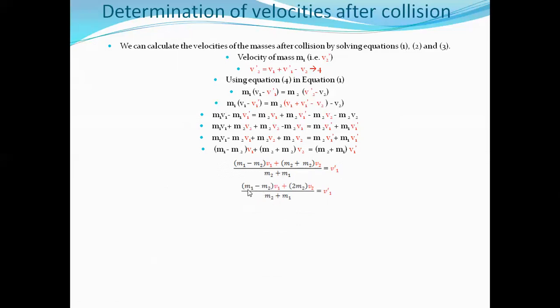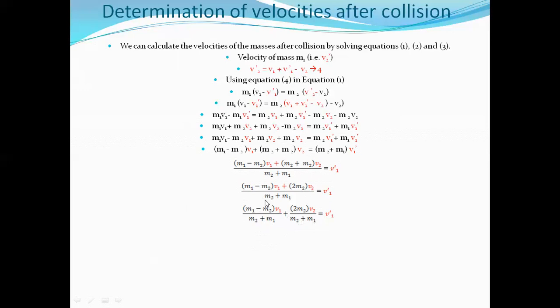Rearranging them, it will be (m1 minus m2) v1 plus 2 m2 v2, because they both are adding up to m2, and v2 is common still, divided by m2 plus m1. And this is the velocity of the first particle after the collision. It can also be written as (m1 minus m2) v1 divided by (m2 plus m1) plus 2 m2 v2 divided by (m2 plus m1) is equal to v1 dash.